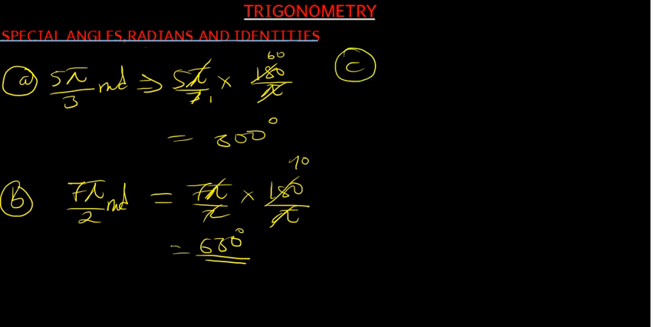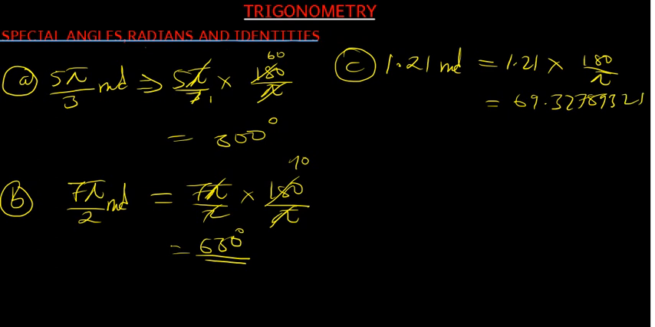Okay. What if we've been given 1.21 radians? How do we convert that to degrees? So same, we just take 1.21 and multiply by 180 over pi. So punching on our calculator, 1.21 multiplied by 180, and then dividing the answer by pi, that is 69.32789, which I can simply write as 69 degrees. Okay, so that is basically how we convert from radians to degrees.